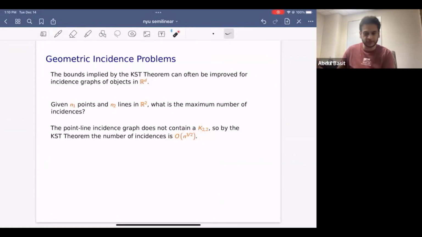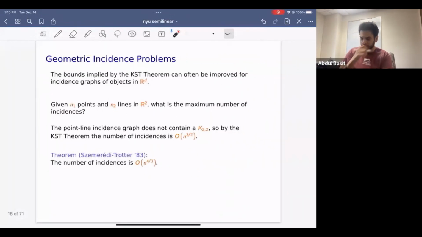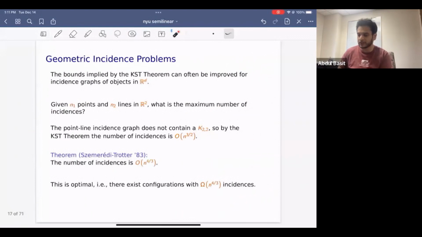Then there's the Szemerédi–Trotter theorem, which improves this to n to the 4/3. So you can do a little bit better than Kővári–Sós–Turán, and it turns out that this is optimal. We have a lot of configurations where this turns out to be the best possible.